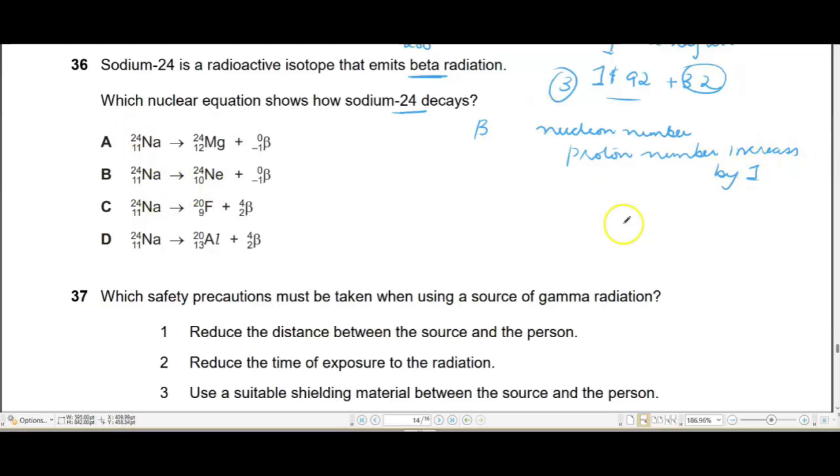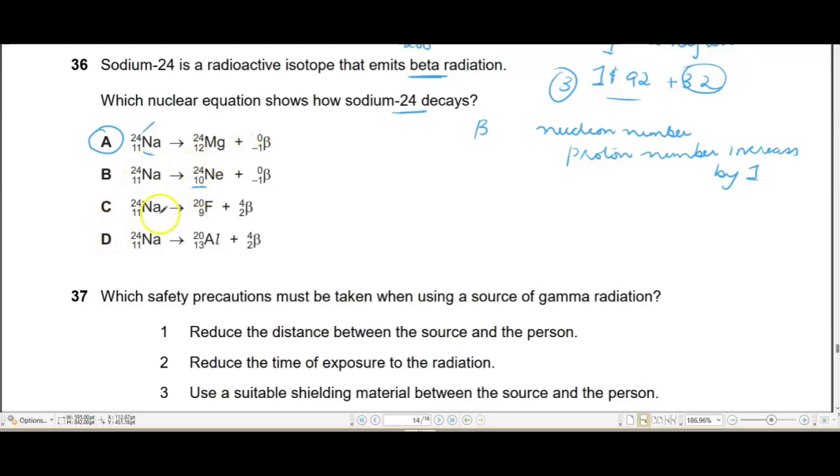So we'll see where this thing happens. The nucleon number has to stay 24. So there it is 24, here it is 24, here 11 has gone to 12. Yes, and one beta emission takes place. So A is going to be our correct option. The nucleon number remains the same and the proton number gets increased by 1.